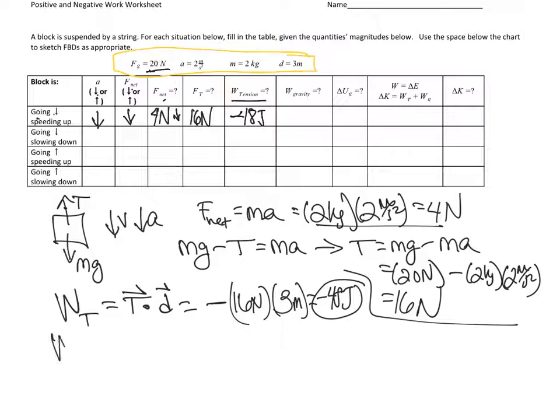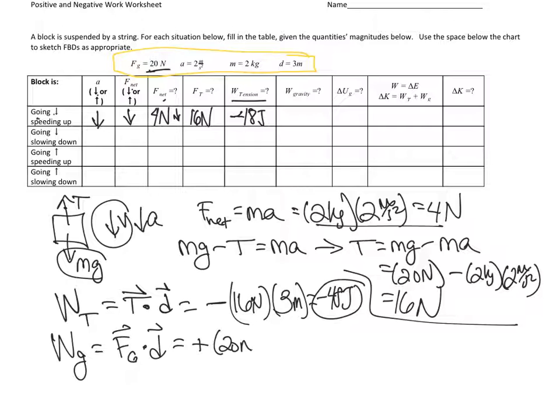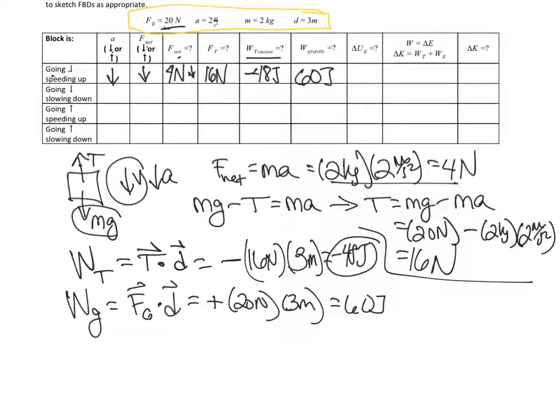The work done by gravity, in this case, is mg down, v and d down. So it's going to be positive, and that's 20 newtons times 3 meters. So that's 60 joules.